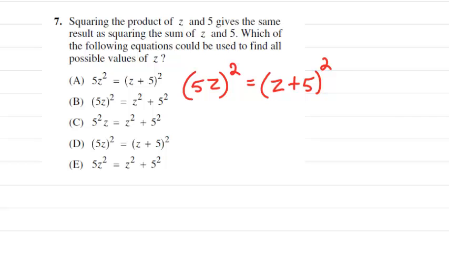Choice A is tempting, but in choice A, if we were to actually square the 5z, the 5 would stay 5. But in choice D, when we square the left-hand side, it would come out to 25z squared, which would be correct. So the answer is D.